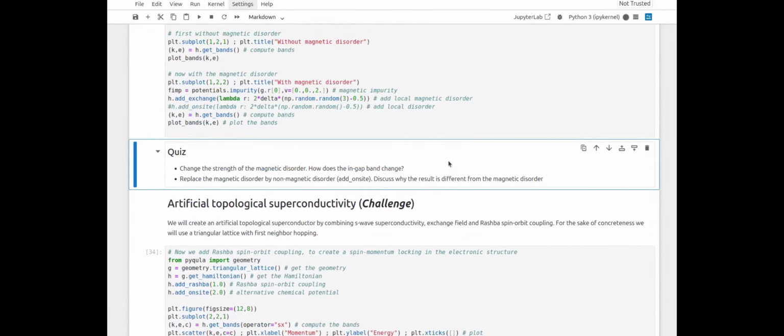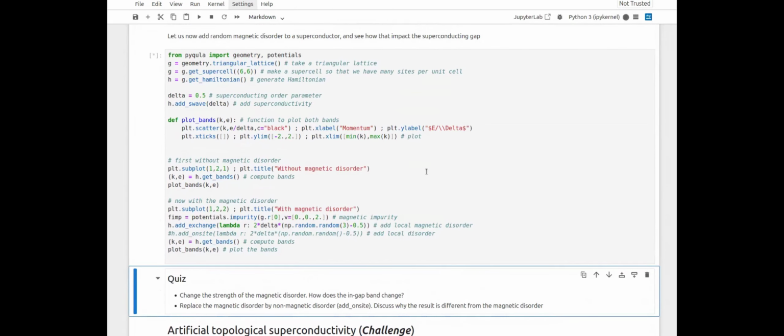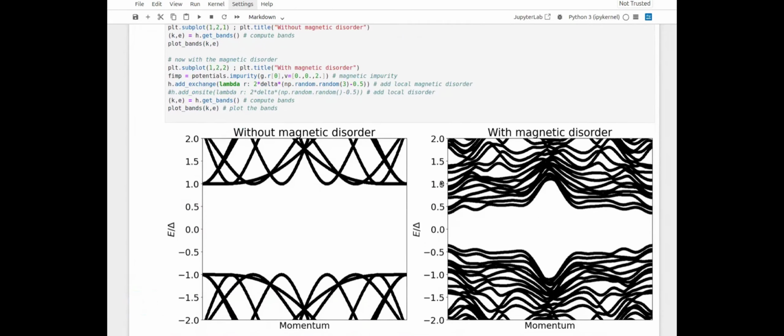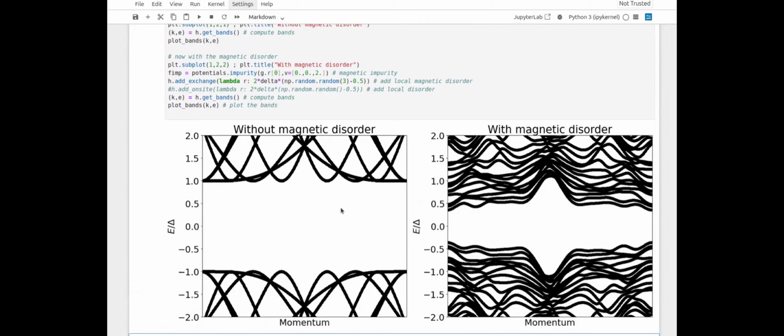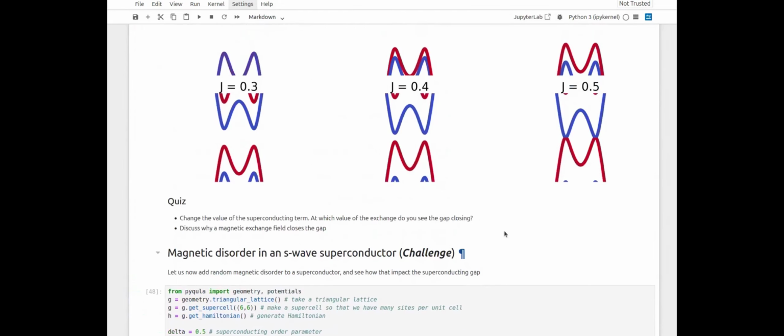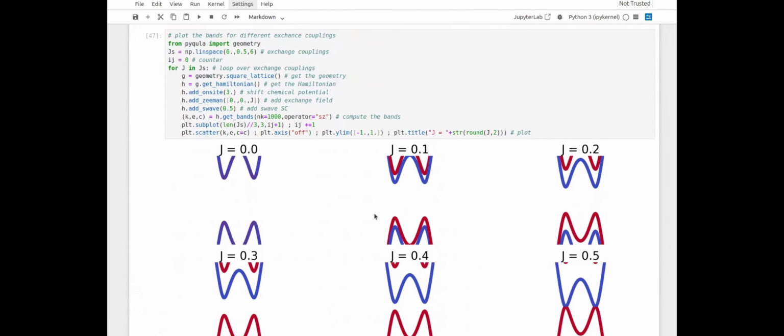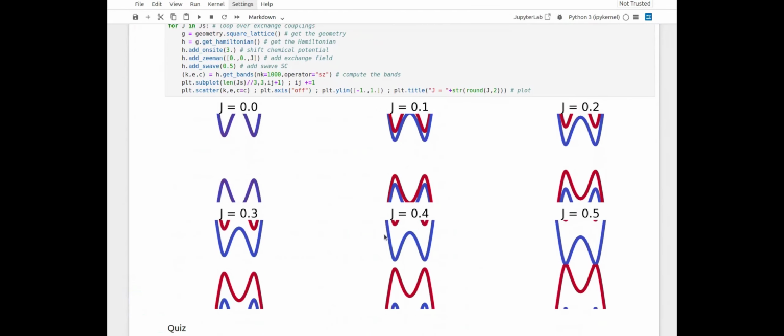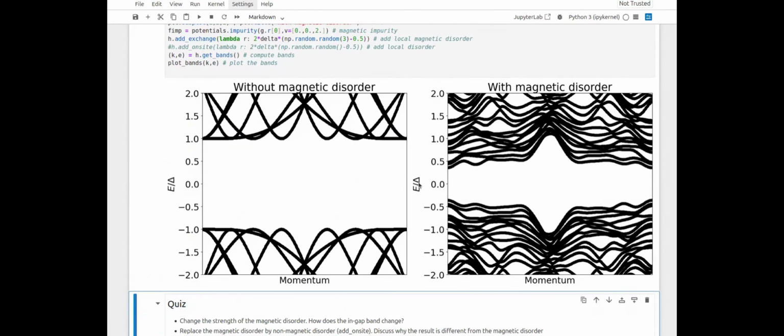And so what you actually observe is that in the presence of this magnetic impurity, then in-gap states appear. So without magnetic disorder, you have a perfect gap. And then once you add magnetic disorder, you start getting in-gap states. And so this is the same phenomenon that you see here, that the combination of magnetism and superconductivity closes your superconducting gap. And you can think that magnetic impurities are in a way breaking your superconductivity locally.